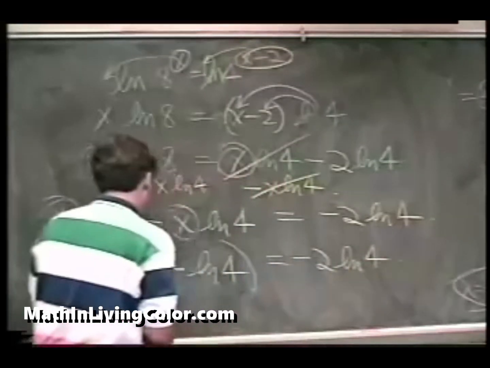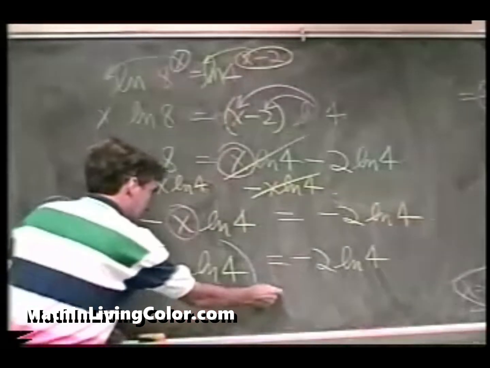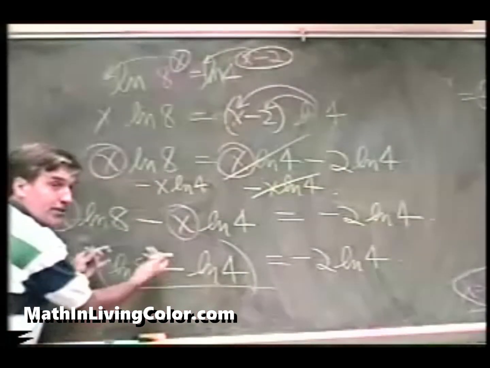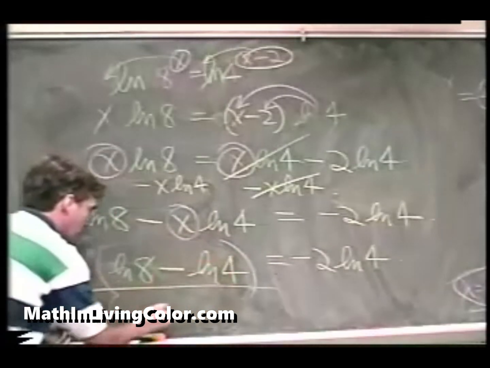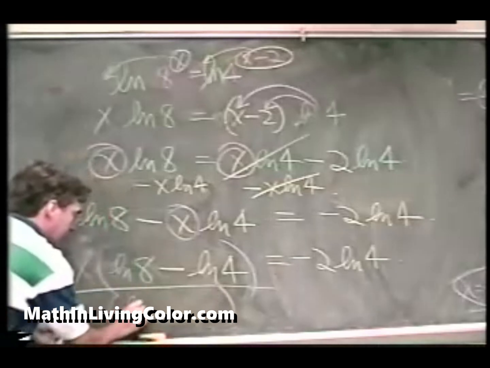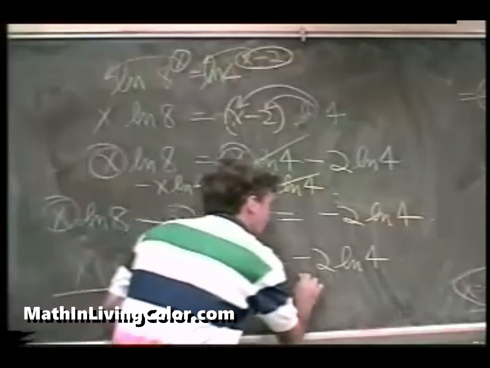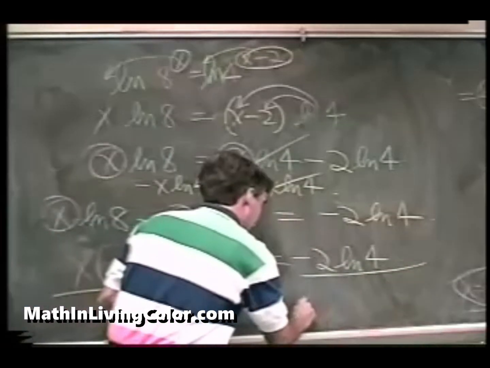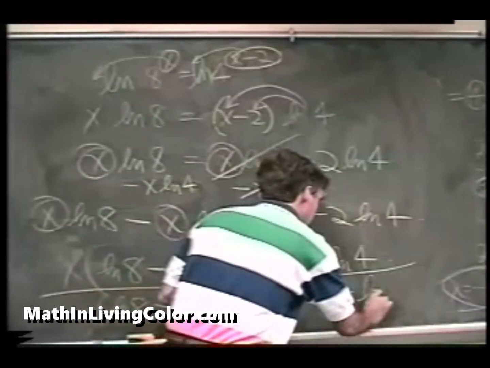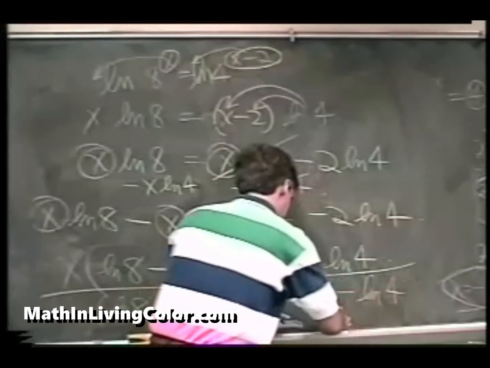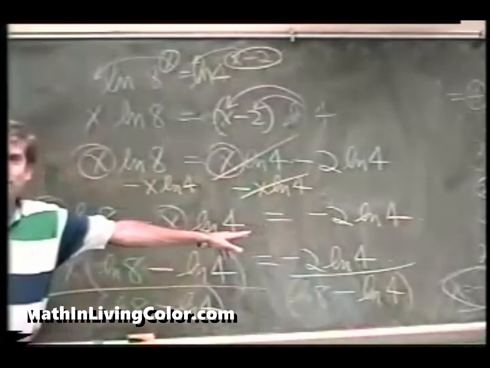Now what are you going to have to do to solve for x? Divide both sides by this quantity, right? Divide both sides by the quantity of the ln of 8 minus the ln of 4. Okay? Now, all you have to do is just calculate that with your calculator.